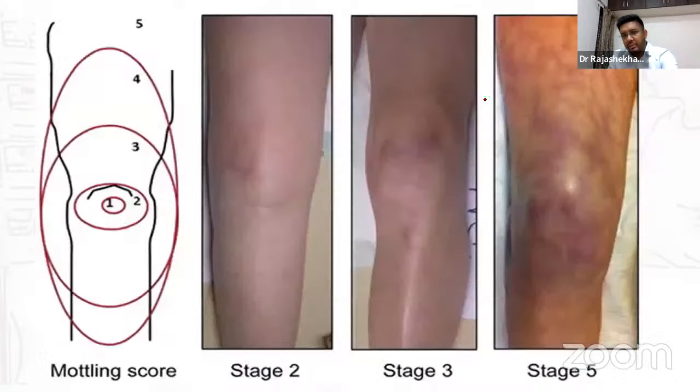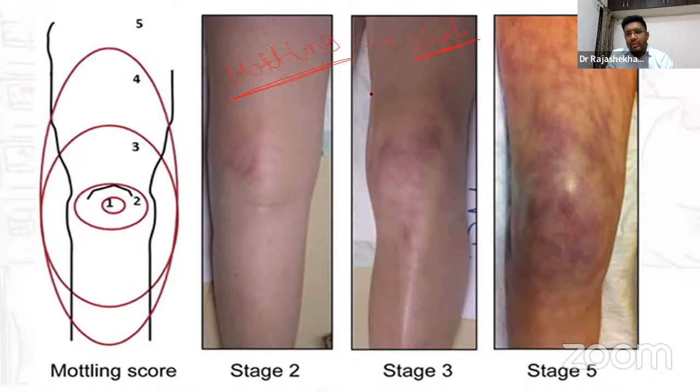And this is another type of external marker in case of shock. This is called mottling. This is especially true in a patient of septic shock. So this can be the feature of the shock. It's usually asked for the MD exams or the DM exams.